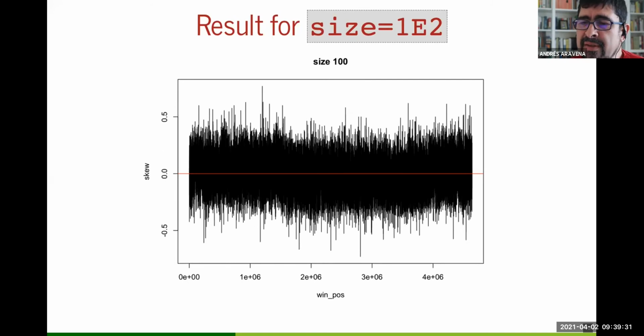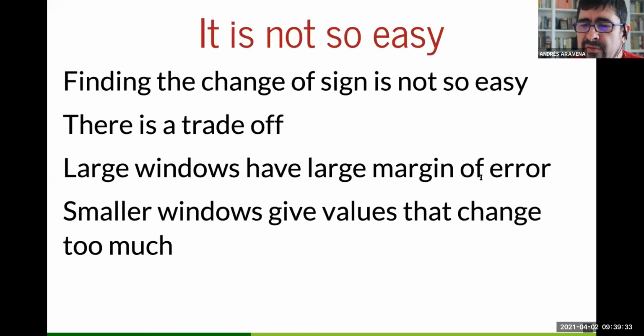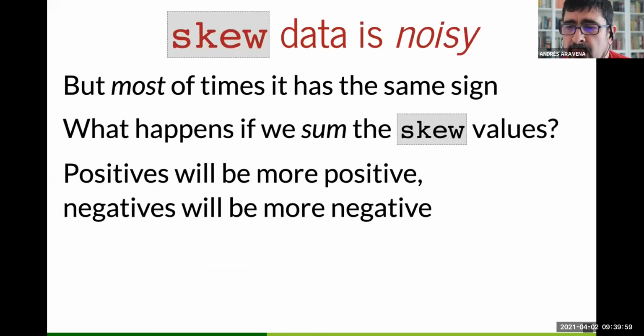Essentially, we have a trade-off. Large windows have a big margin of error, so we want a smaller window, but smaller windows are noisy. So it is harder to know where we are looking. Where is the proper change of sign? Most of the time, the skew is positive in one part, and most of the time it's negative.